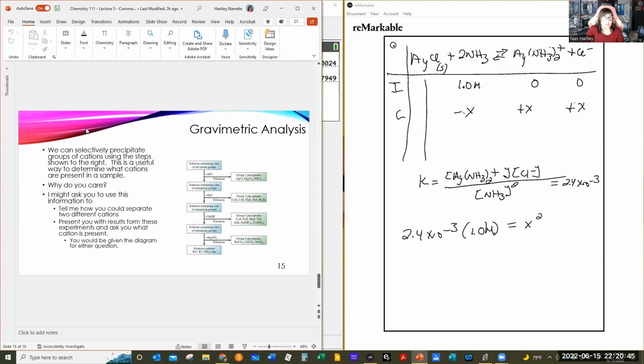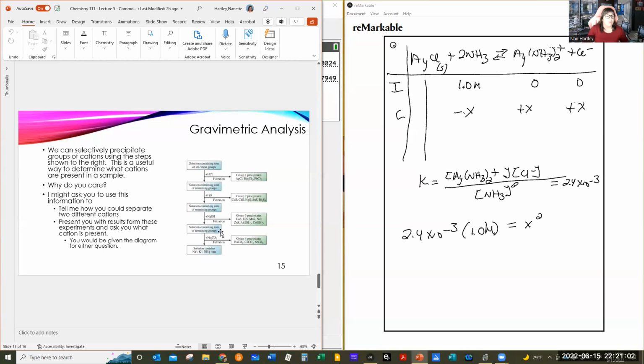The last thing we're going to talk about is gravimetric analysis, and hopefully we can get through this without having to make another part of the video. So we can selectively precipitate groups of cations out of a solution by adding particular anions to that solution.